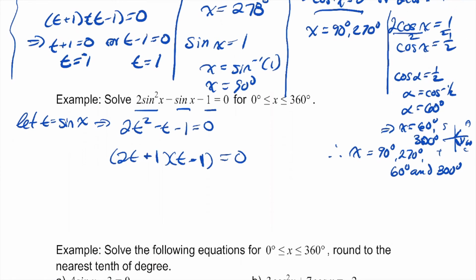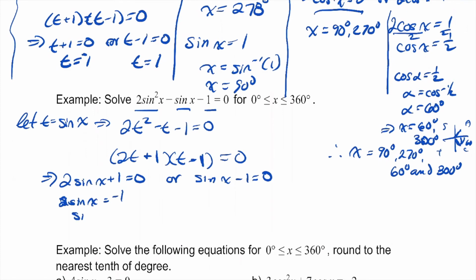So this implies, and I'm going to do one step here and replace t with sine of x at the same time, 2 sine of x plus 1 is equal to 0, or sine of x minus 1 is equal to 0. So we'll have to solve for each of those now. Here I'm going to work at 2 sine of x is equal to minus 1. Dividing both sides by 2, sine of x is negative a half.